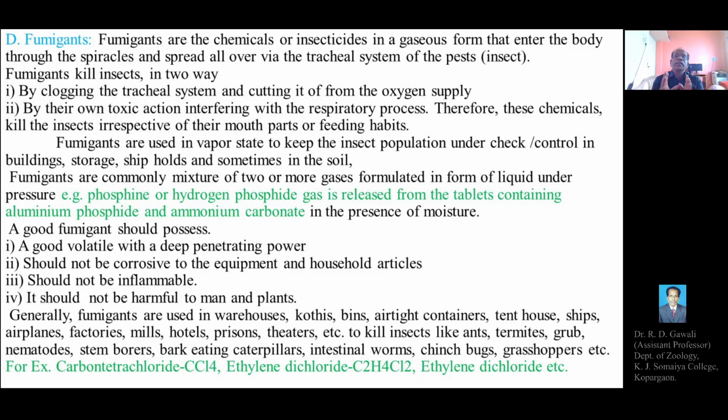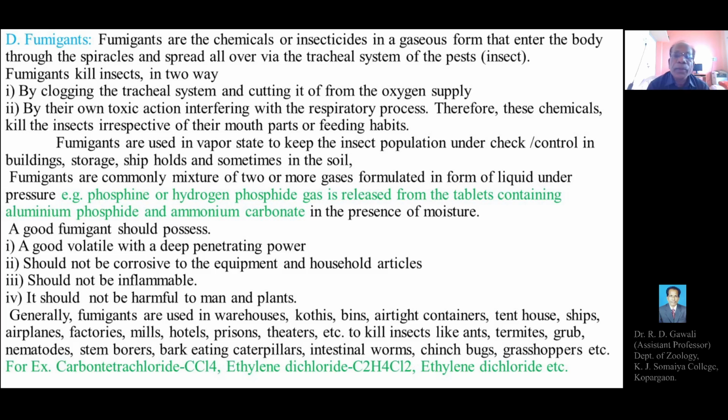So fumigants are toxic chemicals or insecticides which act on the pest and produce their toxic effect in the form of vapors or gaseous states. Usually the fumigants enter the body of the pest through the respiratory system, so they can arrest or interfere with the respiratory activities, together with acting like a general poison when they enter the body of the insect pest.